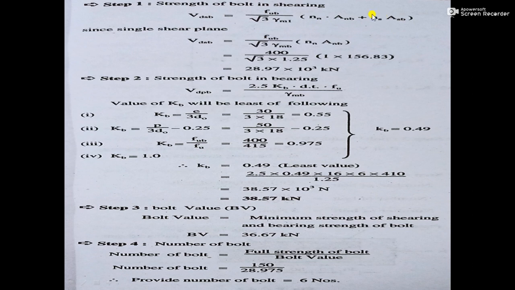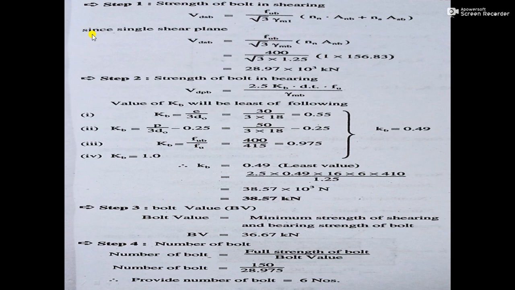And in the last lecture I have given this value of NS as 0. So this total term becomes 0. NN, number of threads intercepting in shearing, is equal to 1 for single shear, and ANB, net area of bolt, we have calculated. Put all these values here: FUB we have calculated as 400, root 3 gamma m1 as 1.25, NN as 1, and ANB as 156.83 mm square.